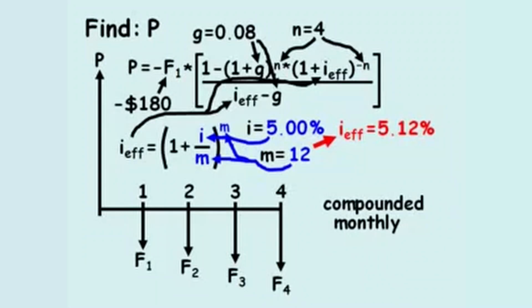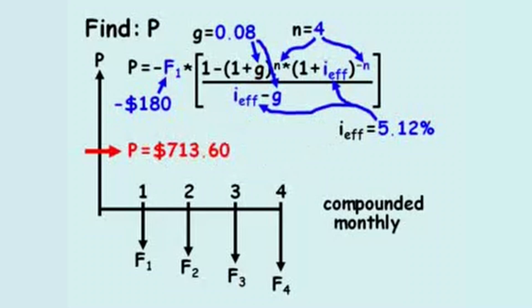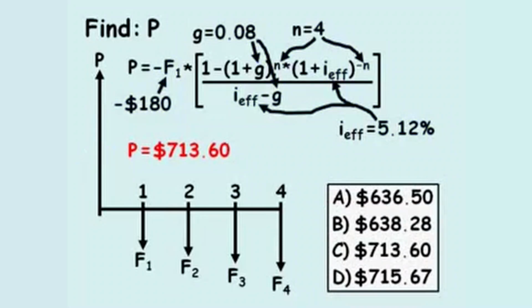Next, we can compute the present value of P. After plugging in variables F1, G, N, and the effective interest rate, the present value, P, equals $713.60. When reviewing the possible solutions, the answer is C.